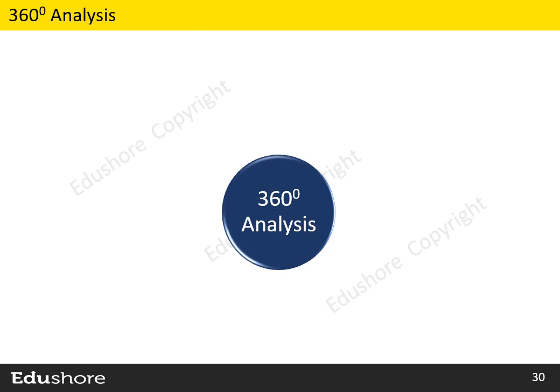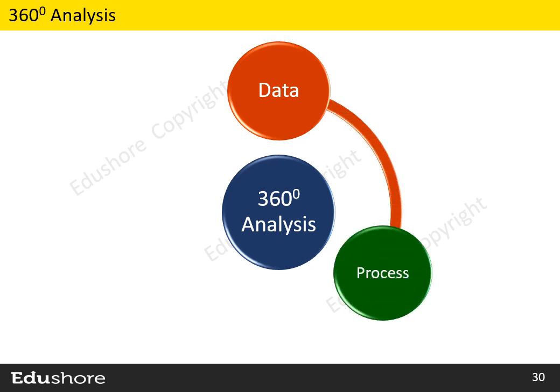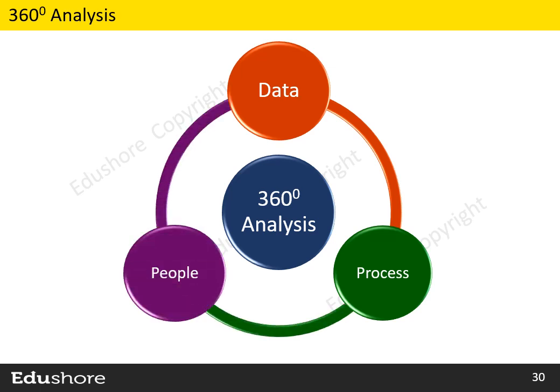So far, we have seen various techniques of doing a 360-degree analysis on Project Y. When we analyze the data through various graphical representations, we get some root causes. When we analyze the process by using techniques such as value stream mapping and FMEA, we get some more root causes. And when we analyze the inputs from people through brainstorming, we get the rest of the root causes.